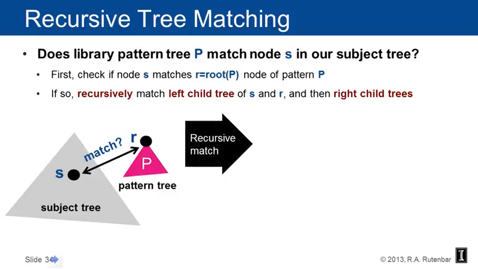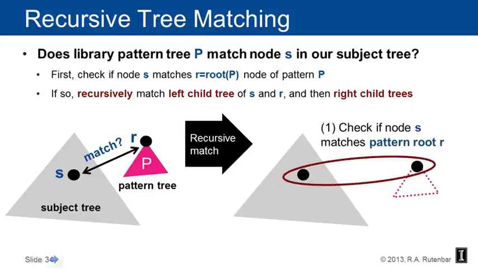So what does recursive matching do? Again, I've got a great big gray triangle, which is the subject tree, with a big black circle in the middle of it. That's node S. And I've got a little pink dotted triangle, which is the pattern tree, with a black circle at the top of it. And so the first thing you ask is, does node S internal to my subject tree match the pattern root R? Are they both black circles? Are they both white circles? Or is one of them actually a square box because it's an input?